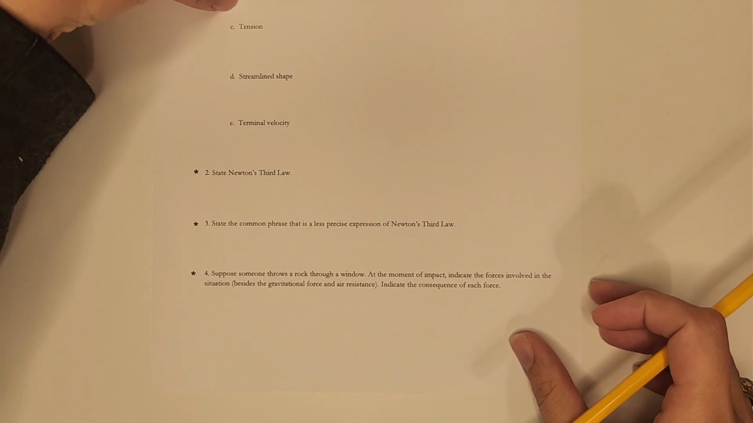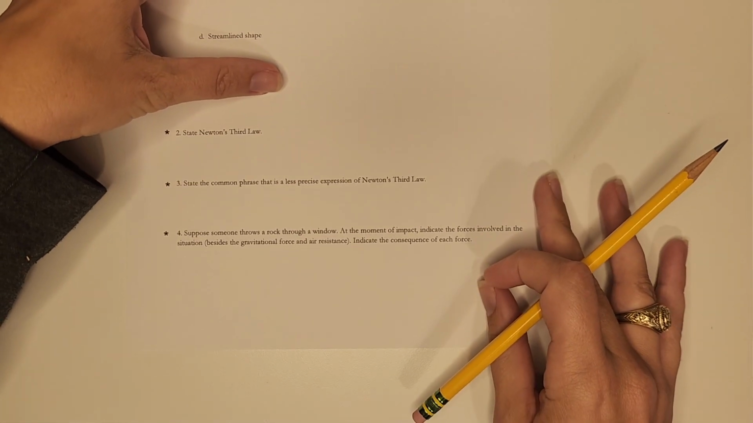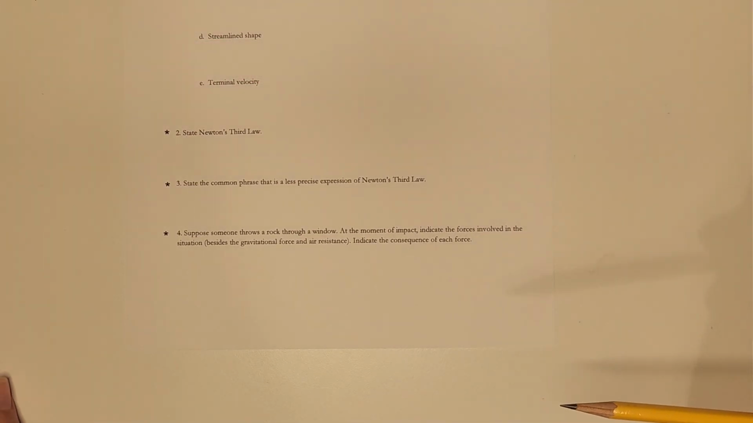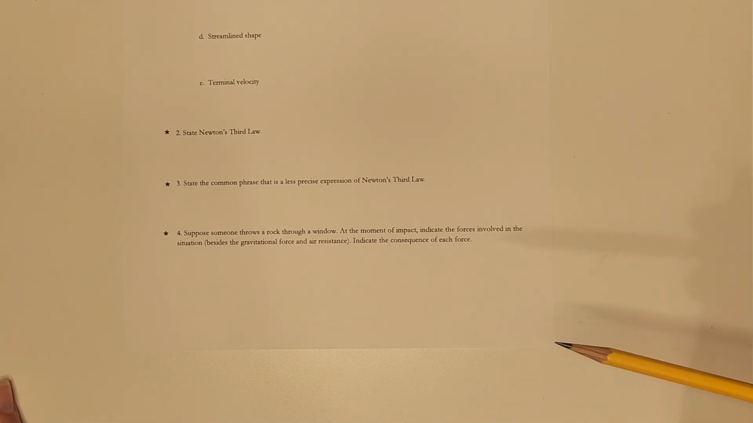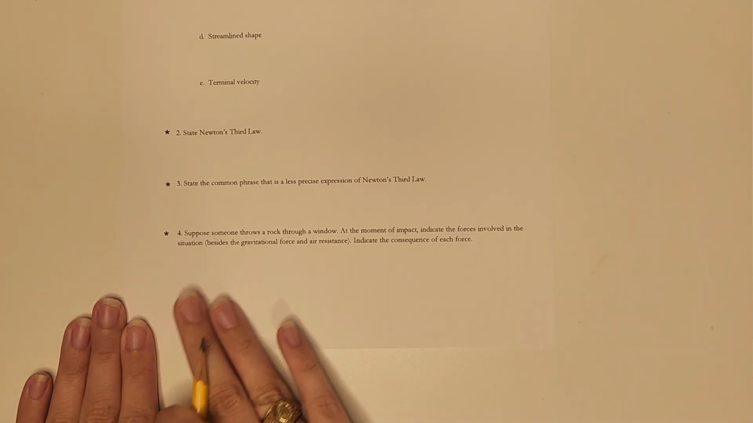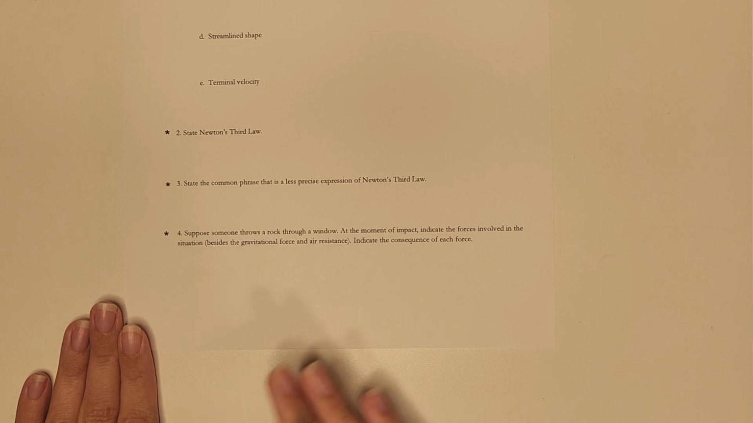Question 4, though. Suppose someone throws a rock through a window. At the moment of impact, indicate the forces involved in the situation, besides the gravitational force and air resistance. Indicate the consequence of each force. I'm not going to write this answer down because this is purely a writing question and not doing any calculations for you. But essentially, what is happening? We're ignoring gravity and any air resistance for this question.